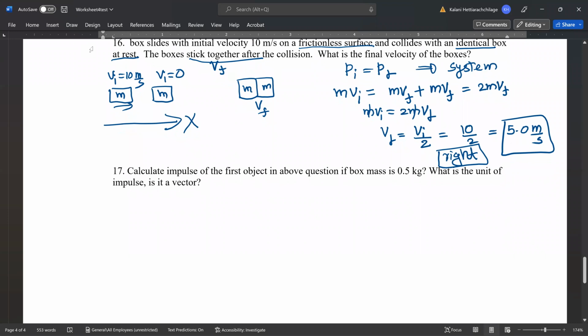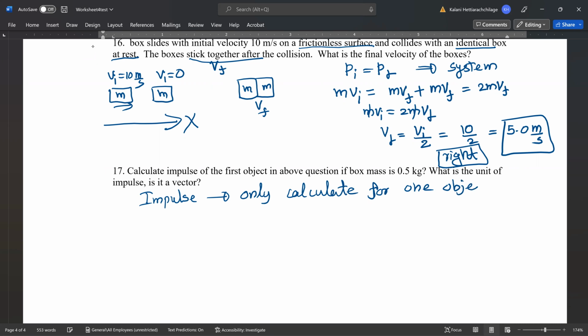Okay, last question. Calculate the impulse of the first object in the above question if the mass is 0.5 kilogram. So it's very important: impulse is only calculated for one object, always. Because if you calculate both objects, according to Newton's third law, that will give you 0. That's why impulse is only calculated for one object.